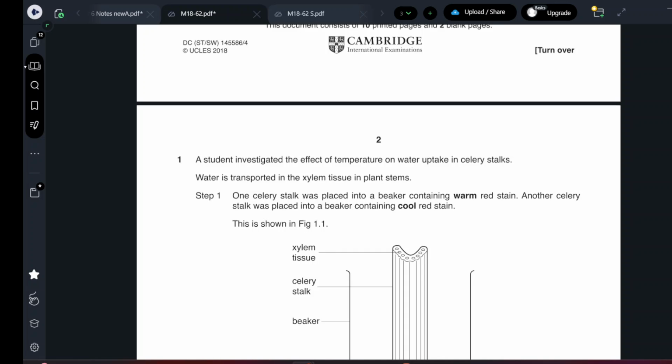A student investigated the effect of temperature on the water uptake. I want to see what the temperature does to the water uptake. Therefore, this is my changed variable. So I will write on temperature that this is the changed variable. I will change the temperature and see what happens to the water uptake.